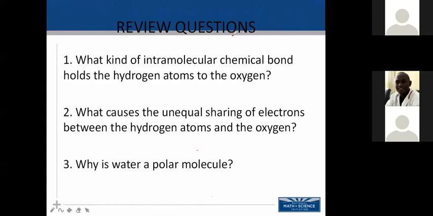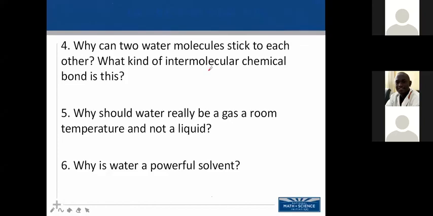So because of that, it will give you the answer to question 3. Why is water a polar molecule? Because of the partial positive and partial negative charges. The positive charges are on the hydrogen atoms, the 2 hydrogen atoms, so there are 2 partial positive charges. Then the negative charges are coming from the oxygen atom.